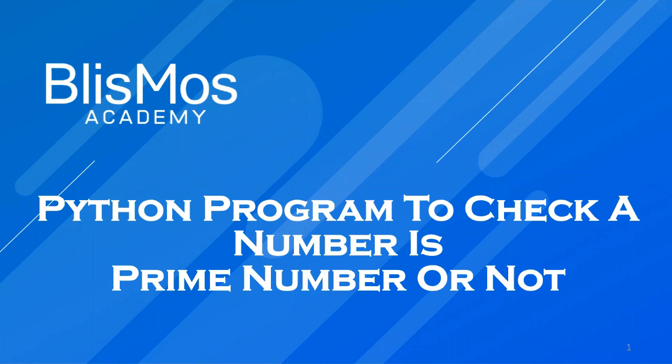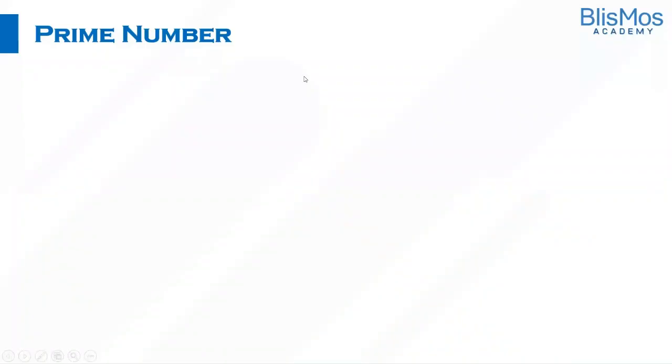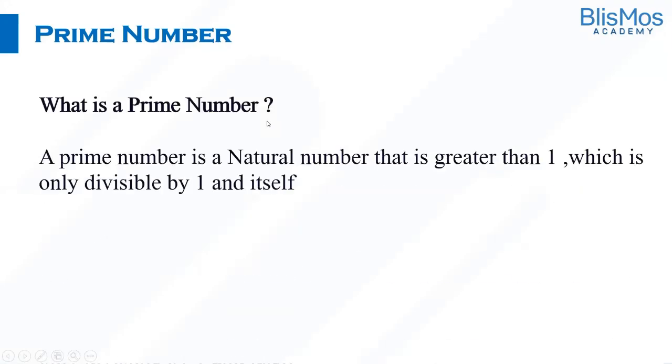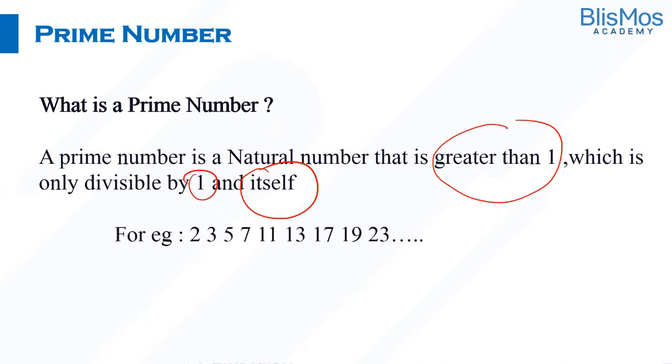As a part of this video, we'll write a Python program to check if a number is a prime number or not. Let's get started. First of all, what is a prime number? Such a simple question, right? A prime number is a natural number that is greater than 1, which is divisible by 1 and itself. No other number will be able to divide this number. That is a prime number. For example, we have 2, 3, 5, and so on.